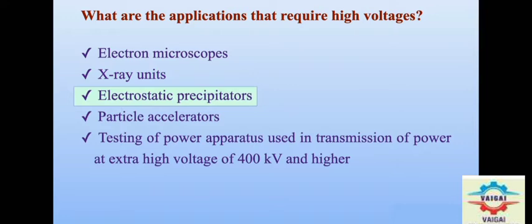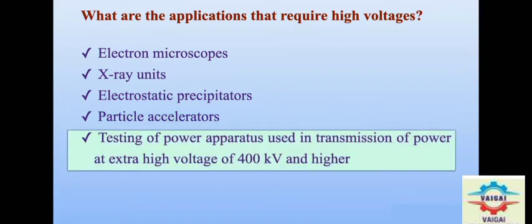Electrostatic precipitators, particle accelerators, testing of power apparatus used in transmission of power at extra high voltage, that is EHV, of 400 kilovolt and higher. These are the applications that require high voltage. So we have to generate high voltage for these purposes.